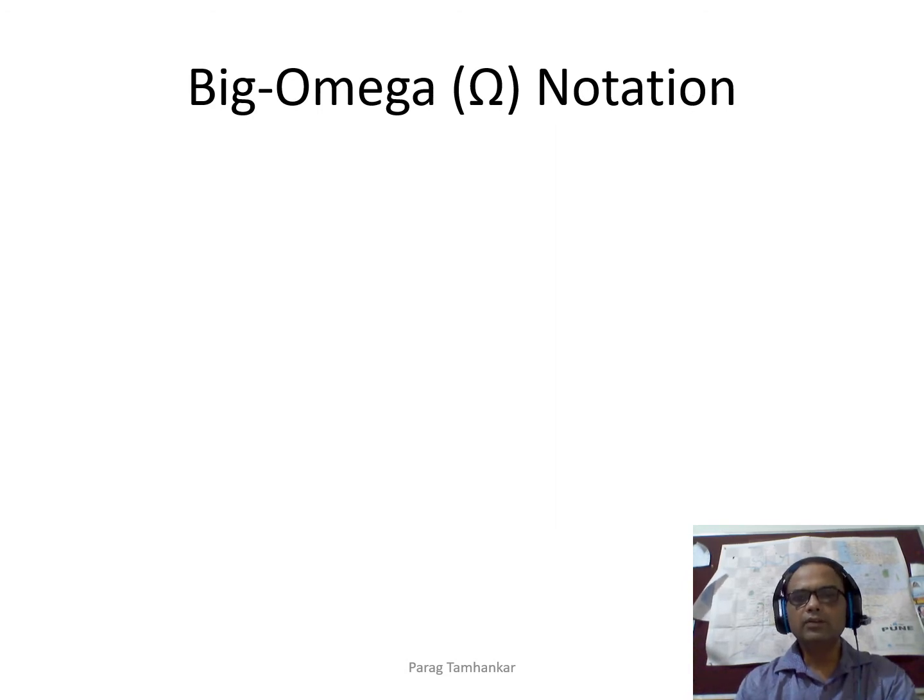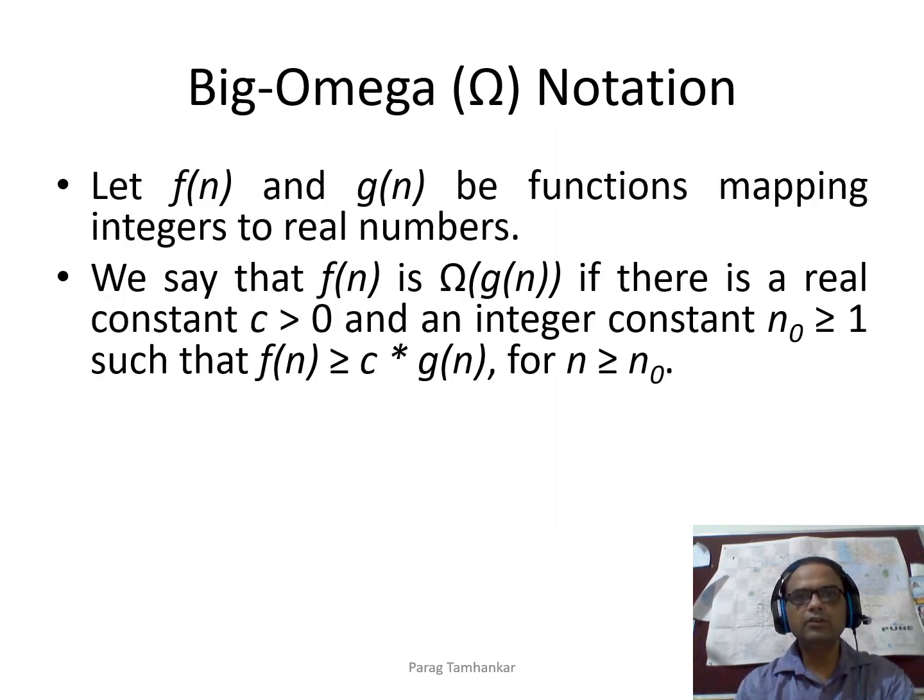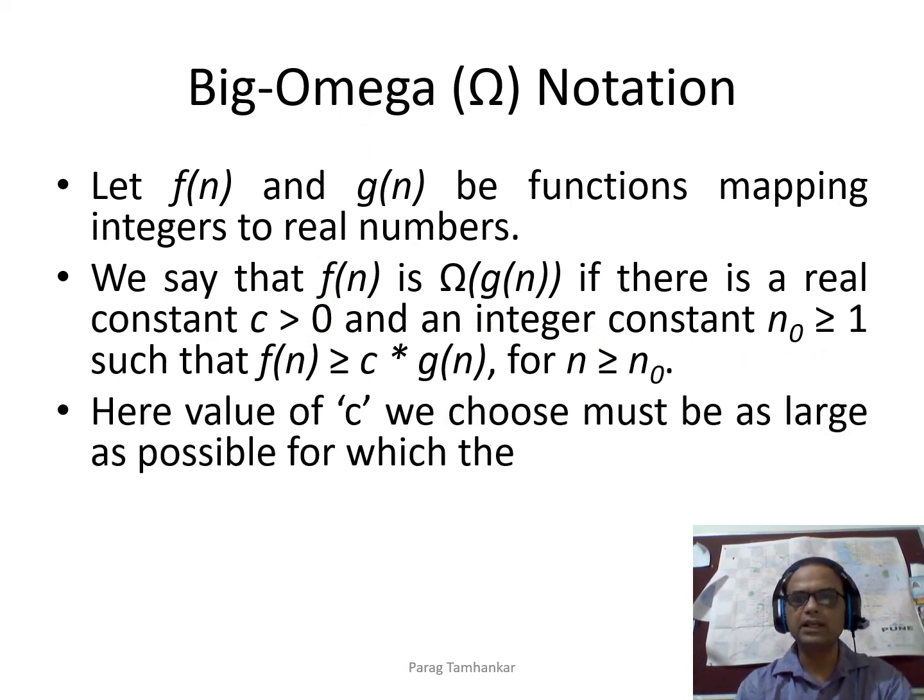The big omega notation differs from big O in only one scenario, and that is this condition that f of n, in case of big O notation, was less than or equal to c into g of n. But here in big omega notation, f of n is greater than or equal to c into g of n for all n greater than or equal to n naught. n naught can be any value. There is no restriction on n naught, but in case of big omega, the value of c which you should choose must be as large as possible, for which the definition holds.